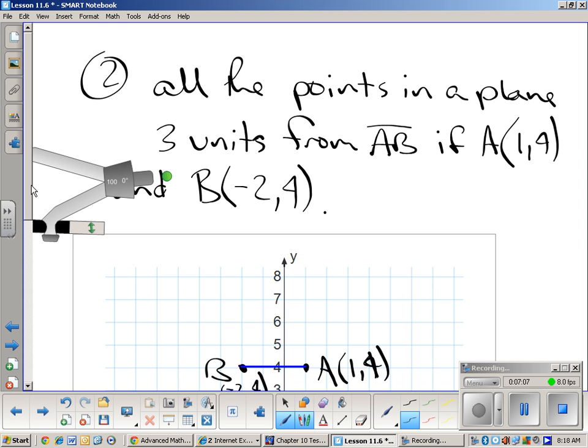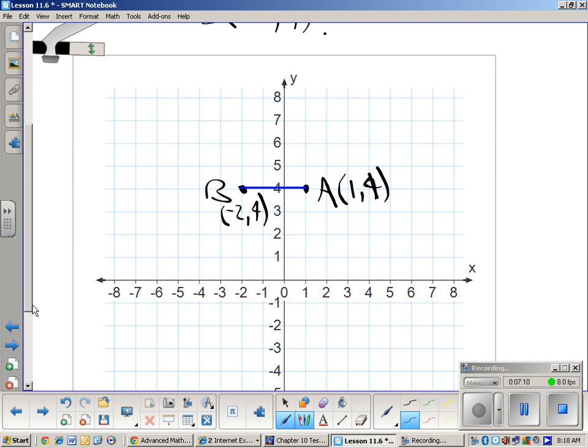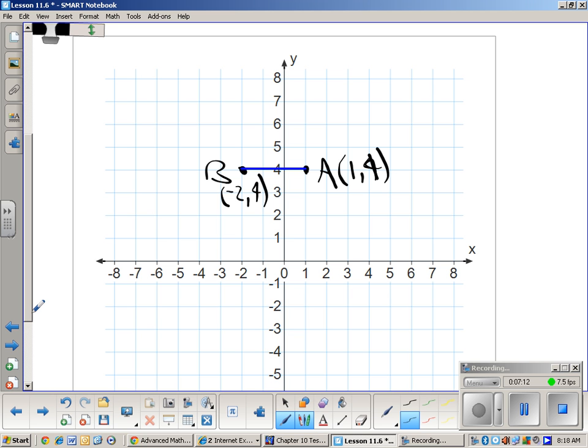All right. Any ideas on what that's going to look like? Can anybody identify one point that's going to be 3 units away from that segment? From both of them? From both segments? There's only one segment there. There are 2 endpoints labeled, but they said 3 units from the segment.